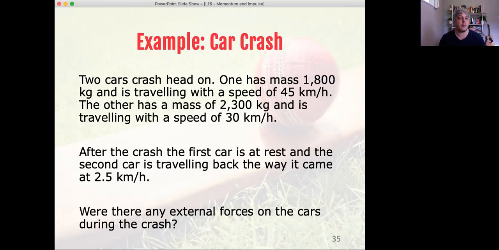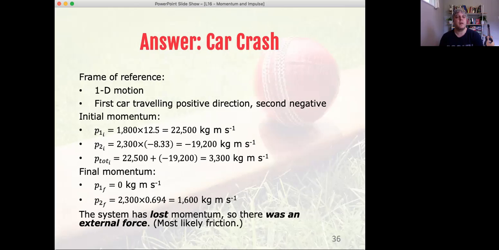So that's a bit of reading comprehension, understanding the scenario, visualizing it, and thinking about what's going on. So we've got two cars traveling directly towards each other. So now you can realize it's one-dimensional. You can choose your positive and negative. So I'm going to call the direction of one of the cars positive and the other one negative, and we can figure out everything that way. So as I said, frame of reference is the first thing to do.